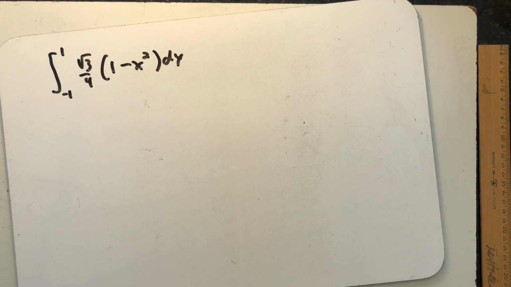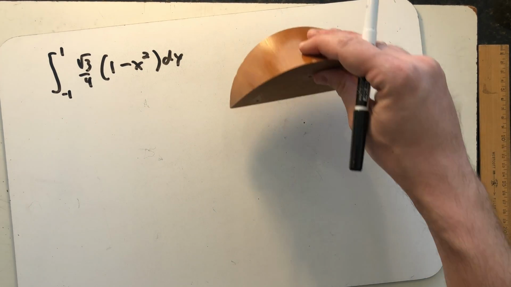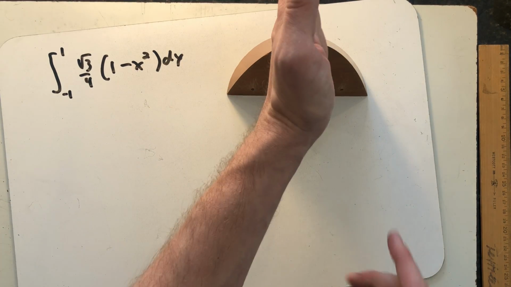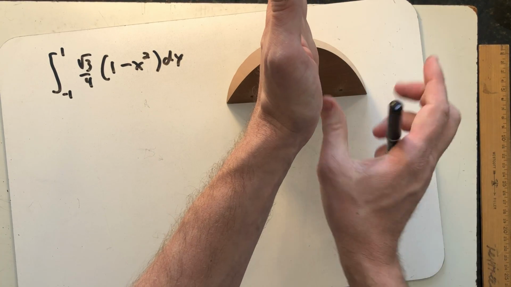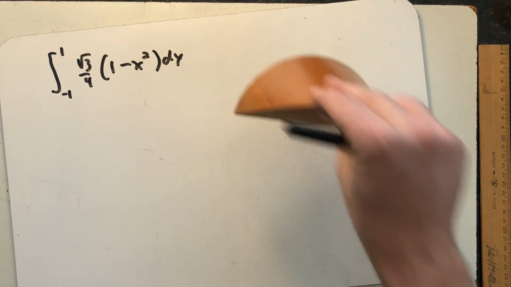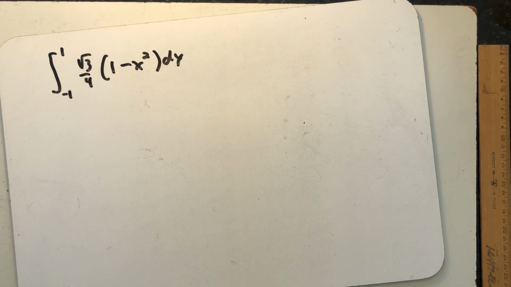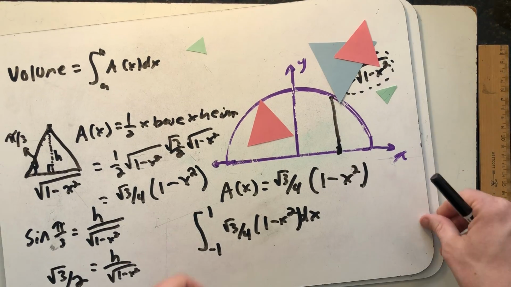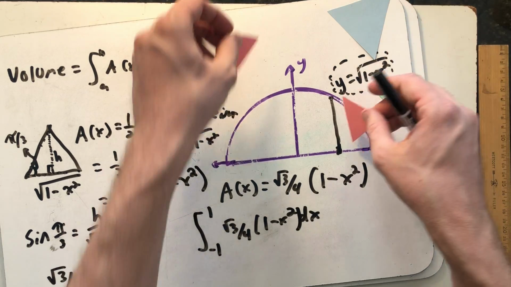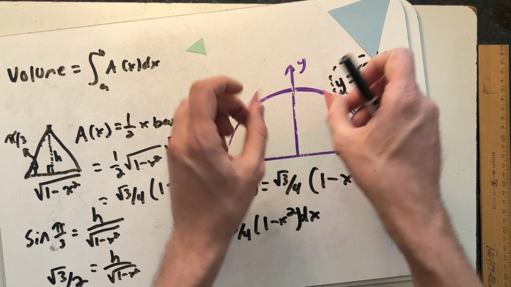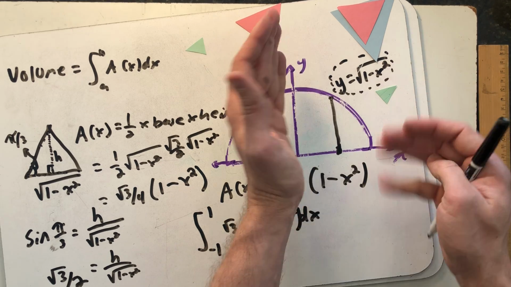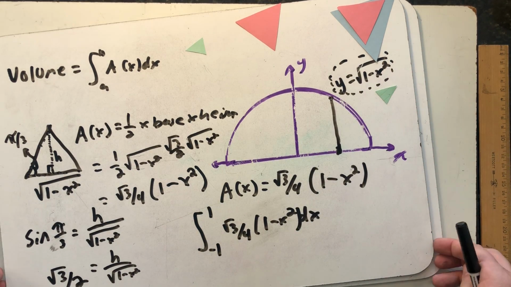I'm always interested in making my work as easy as possible, and if I look at our region, it's symmetric on either side. So this half of the volume is equal to this half of the volume. If I think about what we saw when we drew it out here, for every triangle over here, there's a matching triangle over here. So what I'm going to do is find half the volume from 0 to 1, and then just double it.